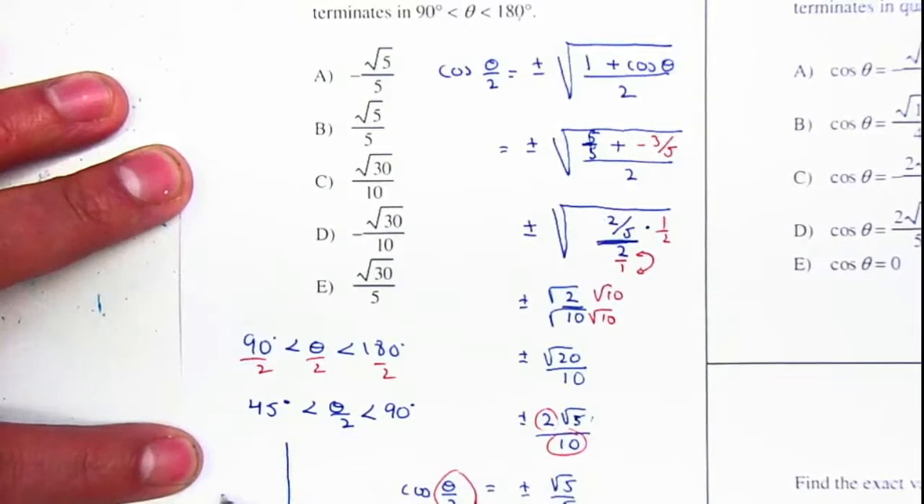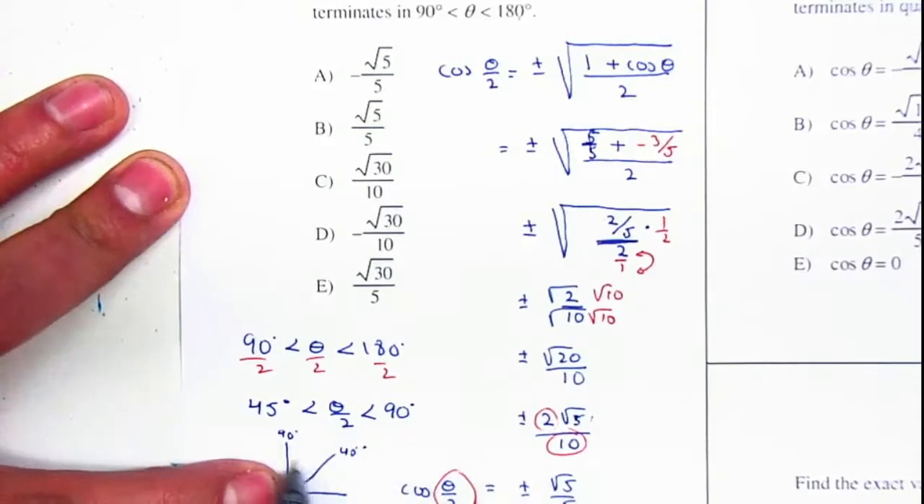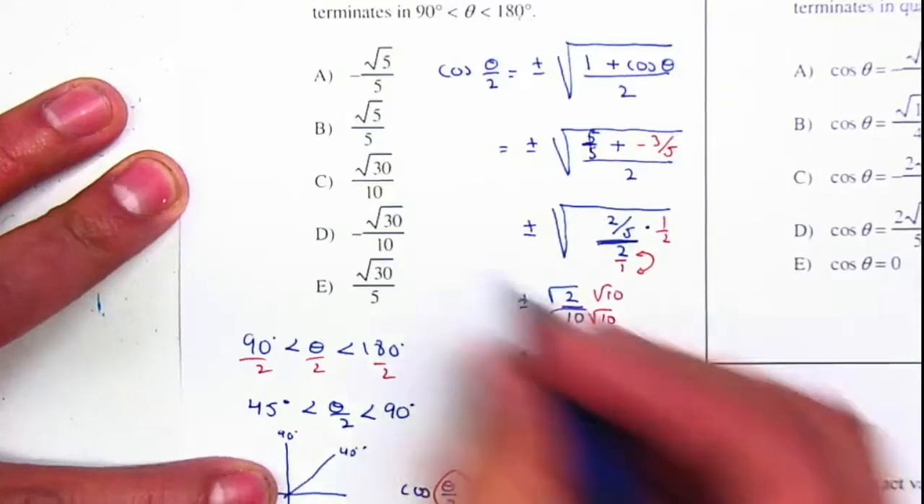If I make a quick sketch, 45 is here, 90 degrees is here. So therefore my angle will be somewhere in the first quadrant. And for cosine, the first quadrant will be positive. So therefore my answer will be letter B.